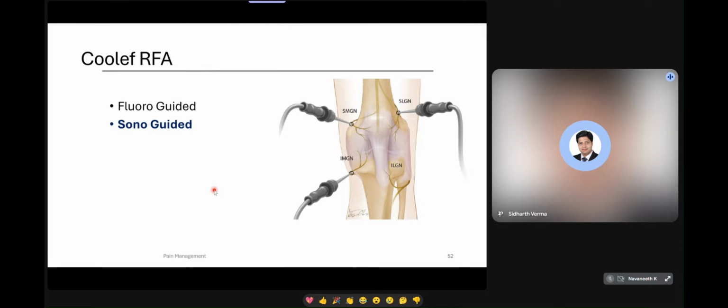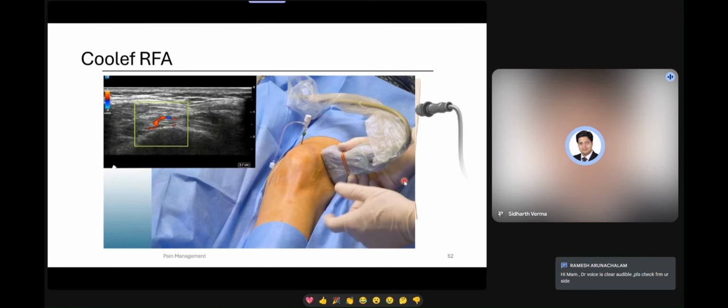One of the very important techniques which is available now is cool radiofrequency ablation, which can be fluoro and sono guided. Herein, what we do is we numb the nerves which carry the pain sensations from the capsular portions of the knee joint. This can be done under ultrasound guidance or fluoro guidance. You can see this is me doing this procedure.